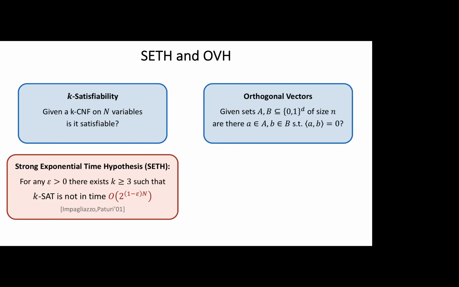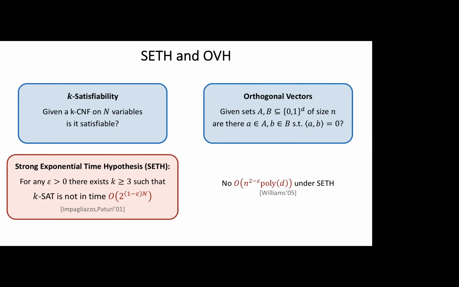Now, in the orthogonal vectors problem, you're given two sets of Boolean vectors, sets A and B. It consists of d-dimensional 0-1 vectors, and both sets have size n. And what we want to know is whether there is a vector in A and a vector in B such that they are orthogonal, so their inner product is zero. Or in other words, there is no dimension where they both have a one. Okay, so naively you can solve this problem in time n squared times d, right? You enumerate all n squared pairs of vectors, and you can check whether they're orthogonal in time d. The naive running time is n squared times d.